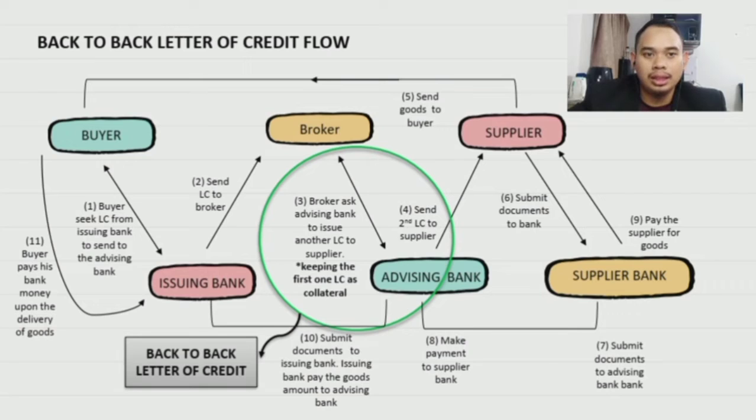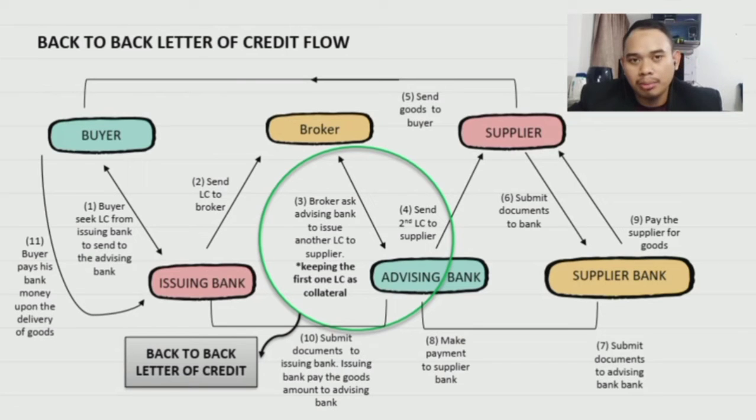This letter of credit is known as the back-to-back letter of credit. Then we move to the next step. The supplier transports the shipment or cargo to the buyer, and also submits the transport documents, like the bill of lading, etc., to their bank. The supplier's bank then sends the documents to the broker's bank, which, upon carefully scrutinizing the documents, makes the payment to the supplier's bank.